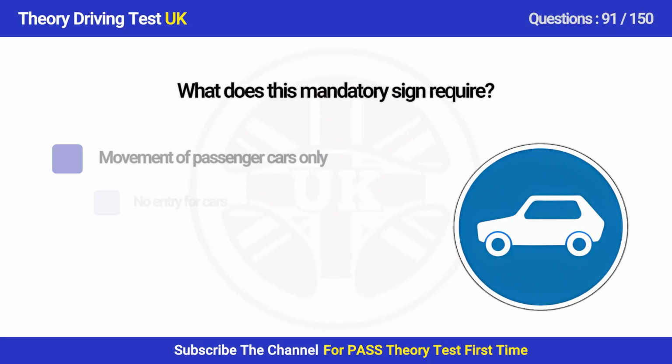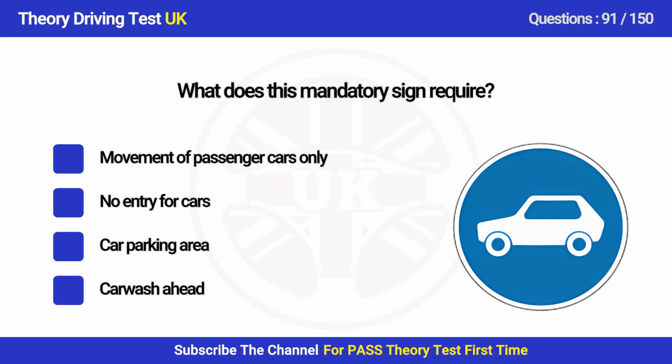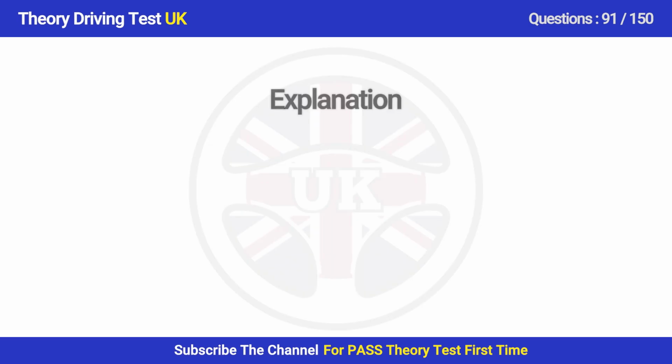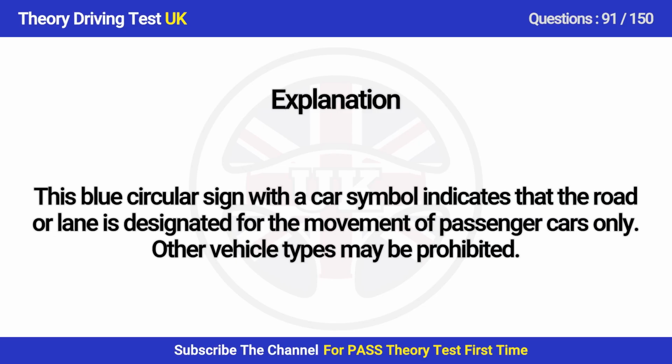Question 91. What does this mandatory sign require? A. Movement of passenger cars only. B. No entry for cars. C. Car parking area ahead. Answer is A. Movement of passenger cars only. This blue circular sign with a car symbol indicates that the road or lane is for the movement of passenger cars only. Other vehicle types may be prohibited.